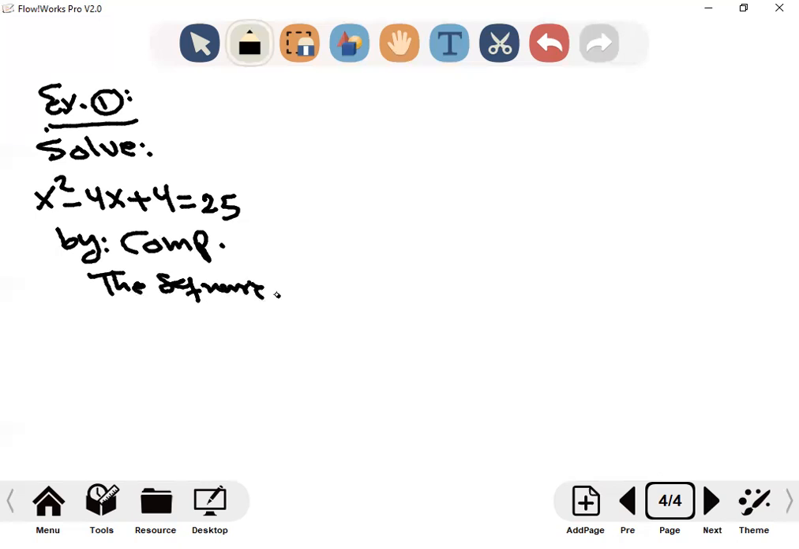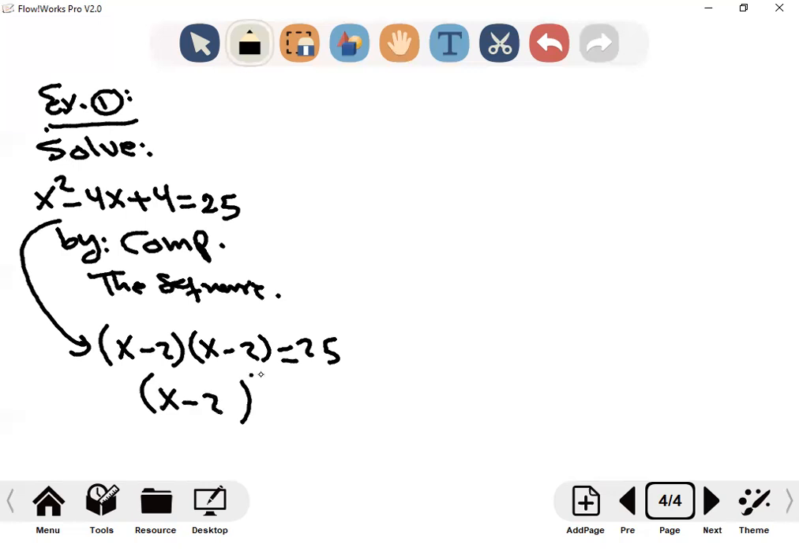Now if you factorize this, you have two numbers. If you multiply them, 4, and if you add them, negative 4. Remember when we have negative and plus, the two numbers should be negative, negative, right? So x minus 2 and x minus 2 equal the same number, which is 25. Now x minus 2 times x minus 2 equals x minus 2 power 2. This is what we call a completed square.